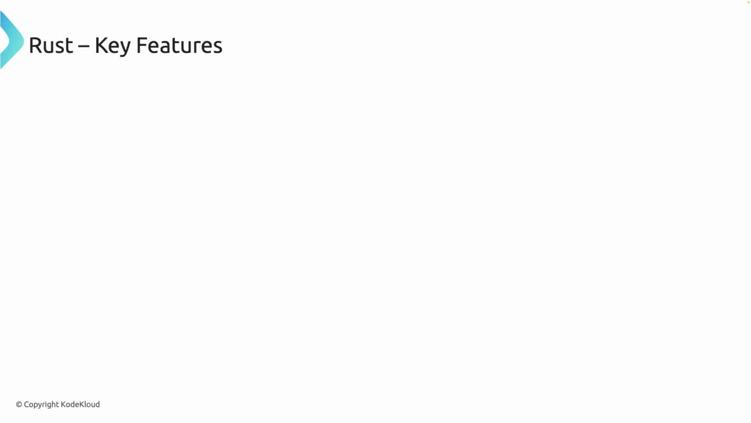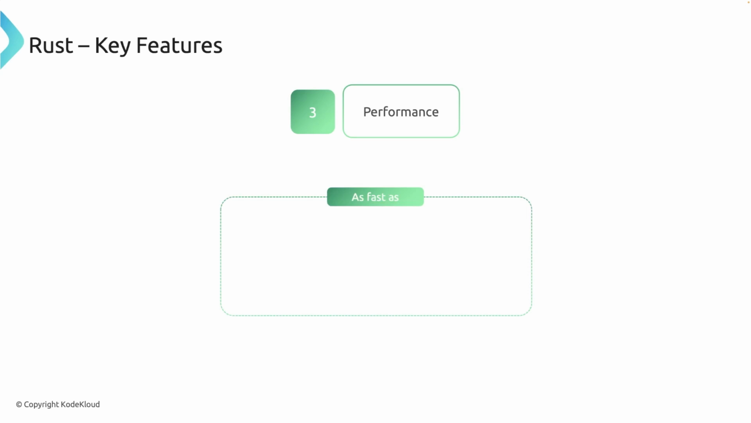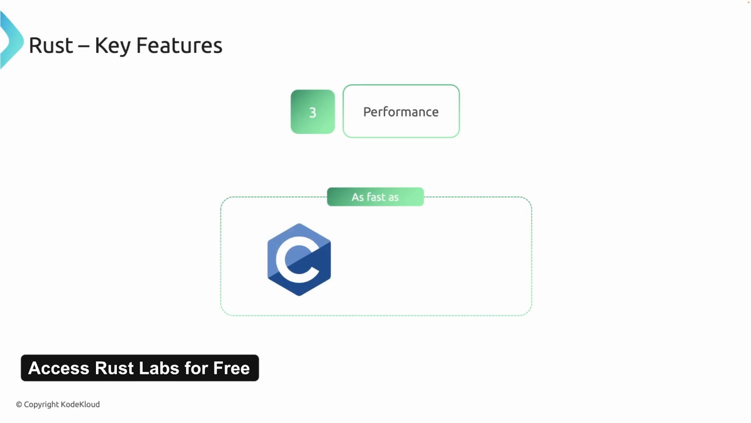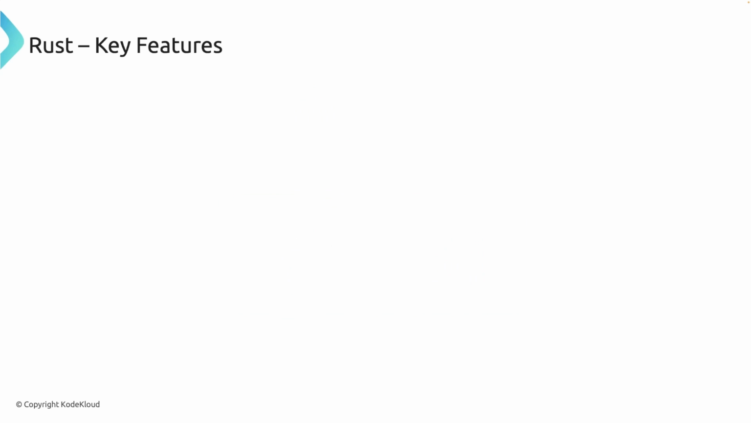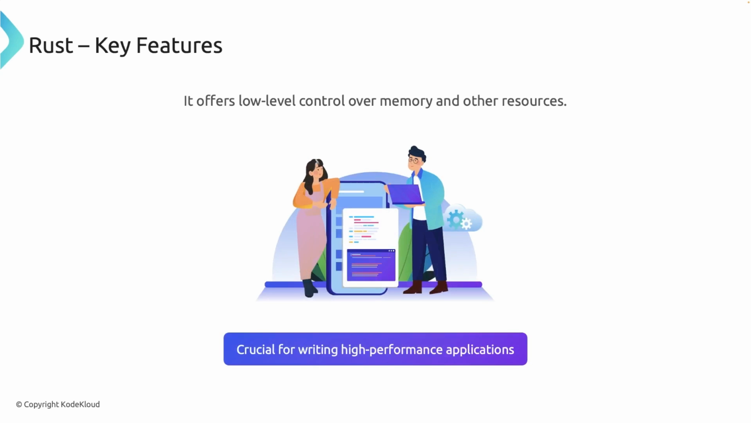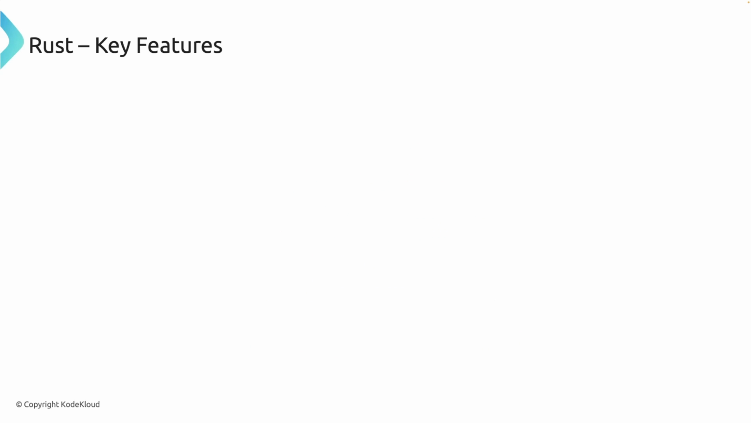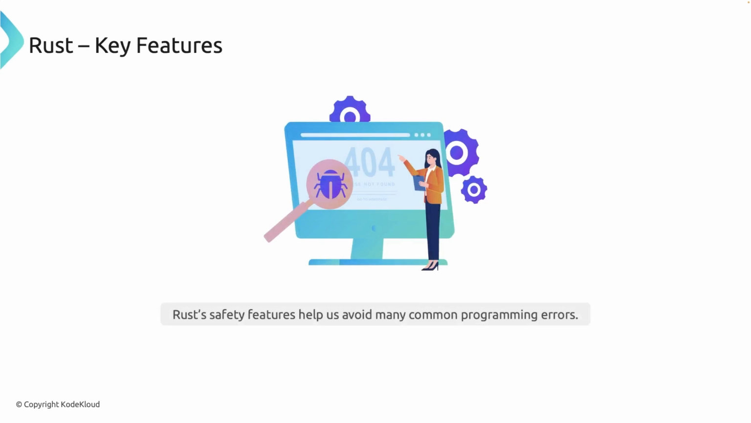Another key feature of Rust is performance. Rust is designed to be as fast as languages like C and C++. It gives you low-level control over how memory and other resources are used, which is crucial for writing high-performance applications. Despite this control, Rust safety features help you avoid many common programming errors.